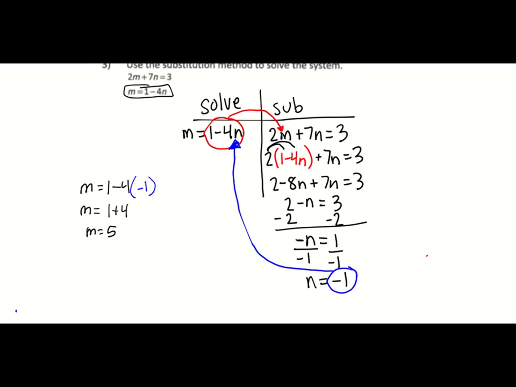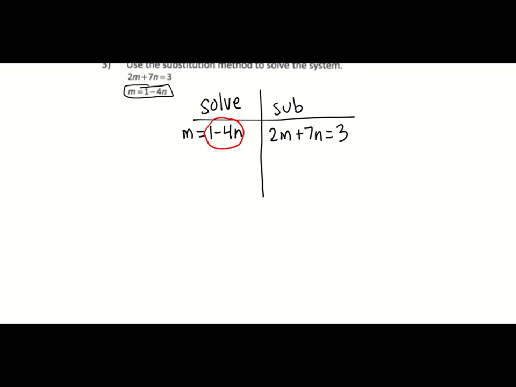And then my final solution, since it's not x, y here, we're going to put them in alphabetical order. So it goes m, then n. My m is 5. My n is negative 1. That is my solution for these two equations.